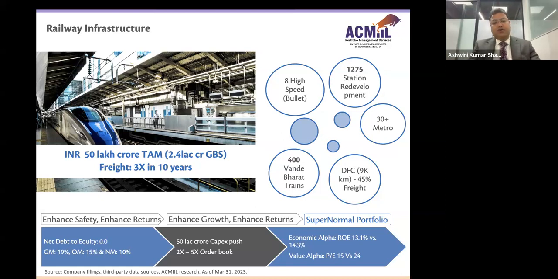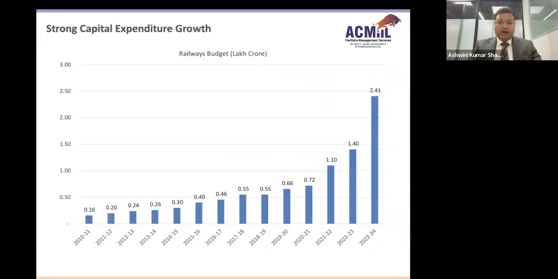So there are multiple sub-growth vectors that we are seeing under railway infrastructure itself. Before I get into these multiple growth vectors, let's set the context by looking at how the railway budget has evolved over the last many years. Like 10, 12 years back, we had a 20,000, 24,000, 26,000 crore kind of gross budgetary support that comes from the center for the railway, and this has gone to 2.4 lakh crore. So this is just the gross budgetary support.